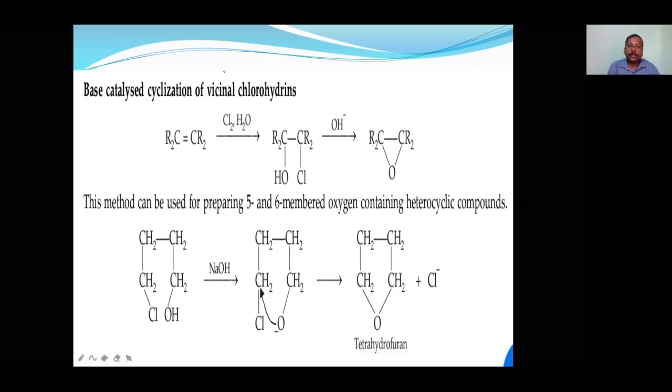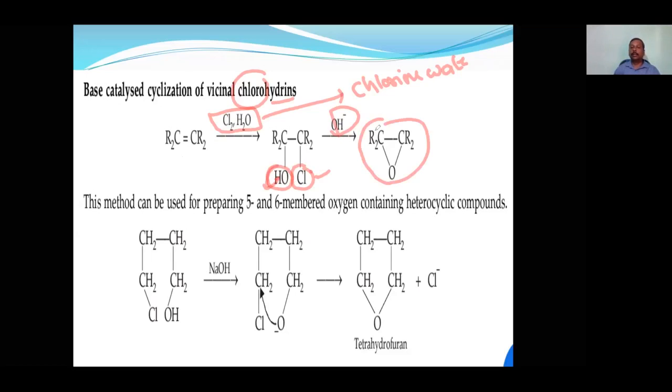Base catalyzed vicinal chlorohydrin. Chloro means chlorine, hydrin means OH. See, one side it is chlorine, another side it is OH. Okay. This is not chlorine, this is called chlorine water. What they will write? Chlorine water. Chlorine water will give you the chlorohydrin. But if you further use a base, then obviously the base will remove the H and Cl, HCl will be removed, and this will form a cyclic ether, an epoxide.